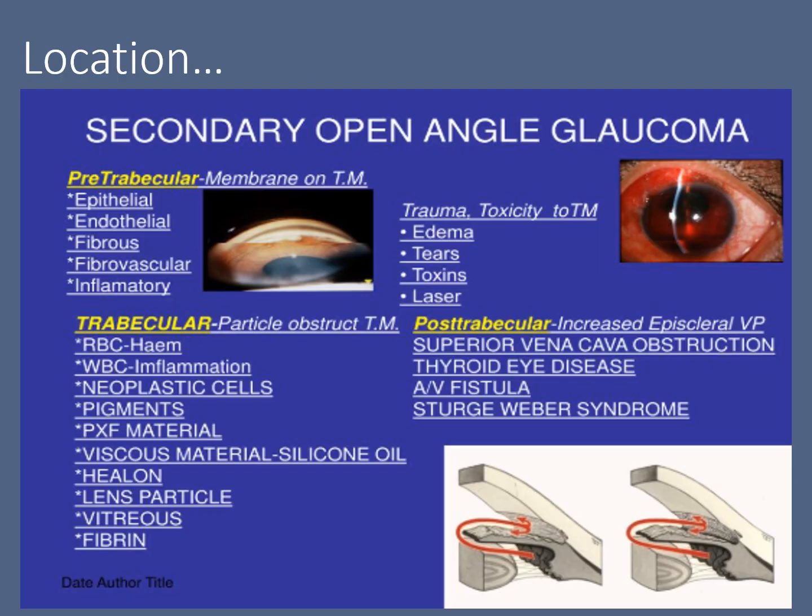Then there can be secondary open angle glaucomas, which can also be based on location, like pretrabecular. That is, trabeculum is open, but there is a membrane that is covering the trabecular meshwork, like in case of epithelial, endothelial, fibrous, fibrovascular, or inflammatory. Or there can be trabecular, like some particle is obstructing the trabecular meshwork.